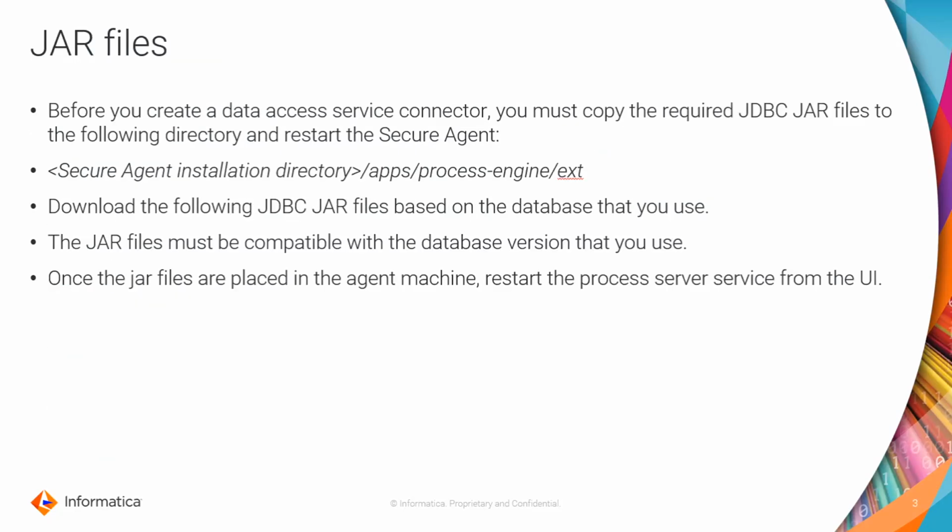Before creating the DAS connector, you must copy the required jar files to your secure agent in the following path: secure agent installation directory, apps, process engine, ext. Make sure you download the jar files based on the database that you use, and the jar files must be compatible with the database version you use. Once the jar files are placed on the agent machine, you can restart the process server service from the UI of the administrator page.